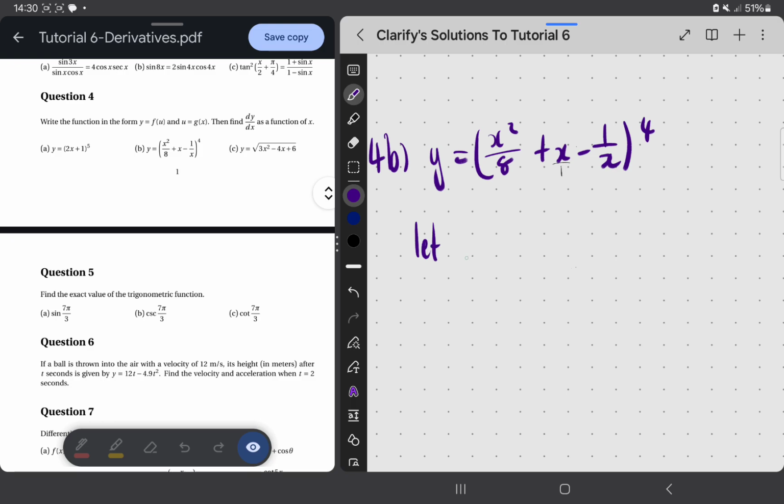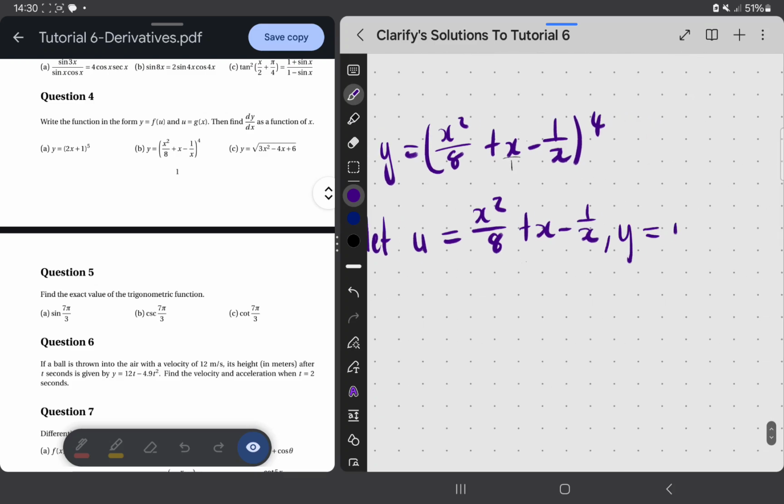We can say let u be equal to the inside, which is x squared over 8 plus x minus 1 over x. That means y will be equal to u to the power of 4, because this whole thing is now your u. Now u can be written better so you can see what's going on. This 8 is just 1 over 8, so u is 1 over 8 of x squared plus x, then minus 1 over x. We want to put it in a form that we can differentiate, and we can't do that if it's a fraction like this. So we can call this x to the minus 1.